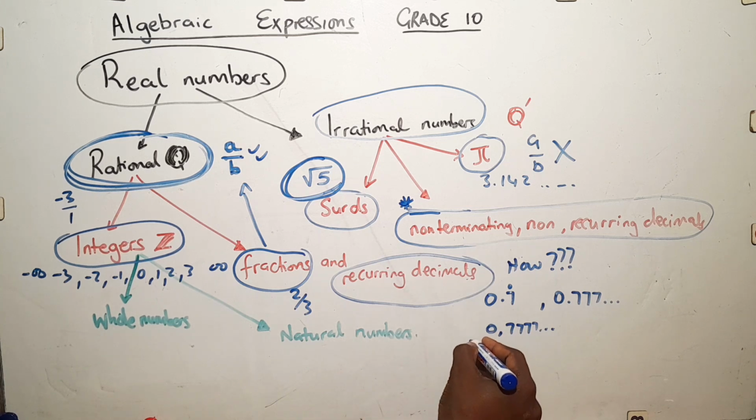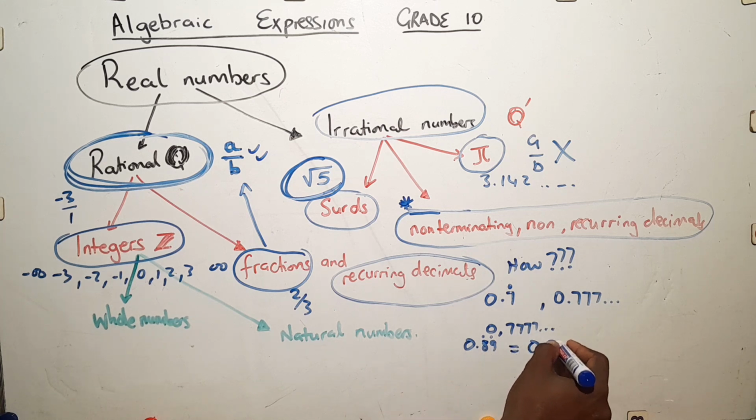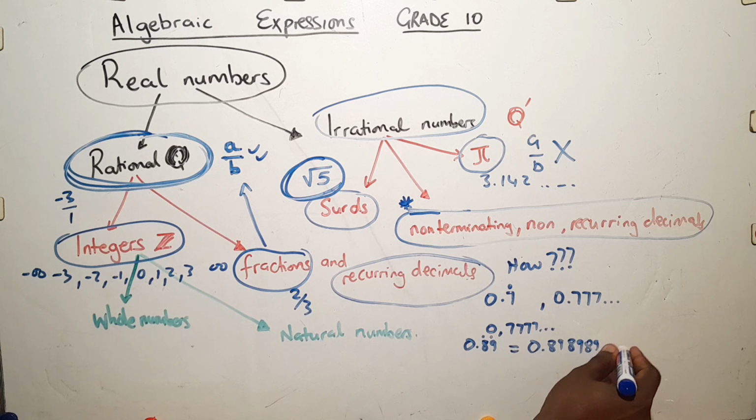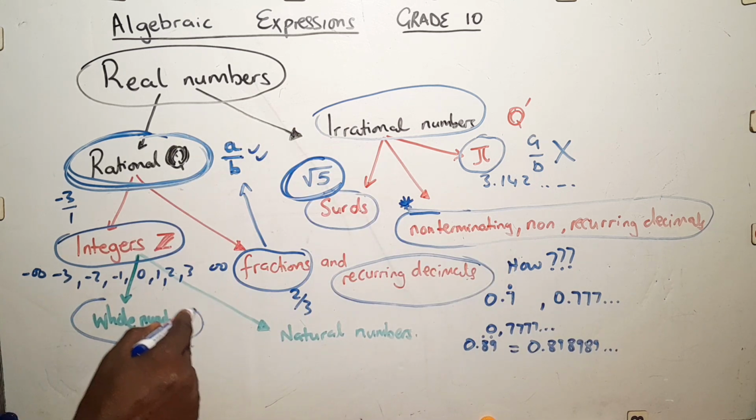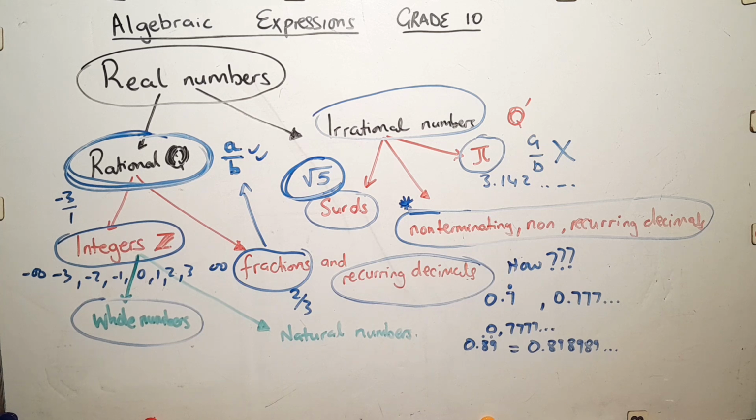Or you can also have something like 0.89 when 8 and 9 are recurring. So this is the same as 0.898989, continuing like that. And we also have whole numbers. Whole numbers are all positive values starting from 0. So these are whole numbers. They are falling under integers.